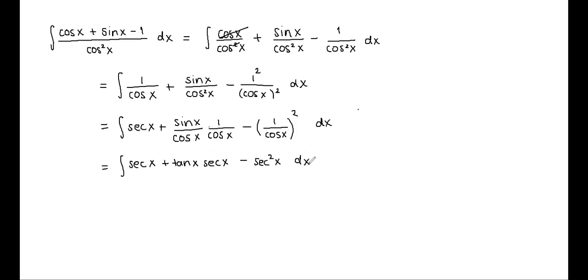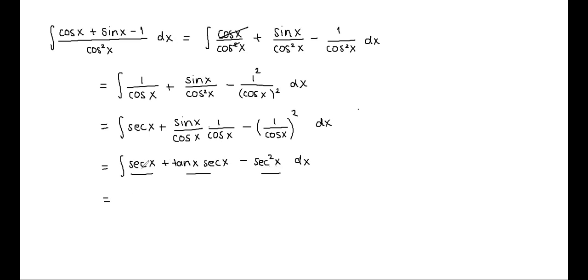By rewriting everything in terms of secant or tangent, now we know the integral of secant of x. This is one of the integrals that we need to know. Tangent of x times secant of x is the same as secant times tangent, which is actually just the derivative of secant. And secant squared is just the derivative of tangent. So that means I can now integrate each one of these pieces separately and be done with the problem.